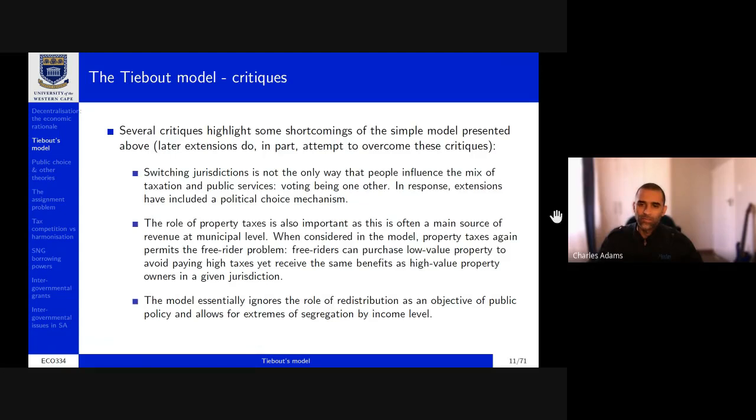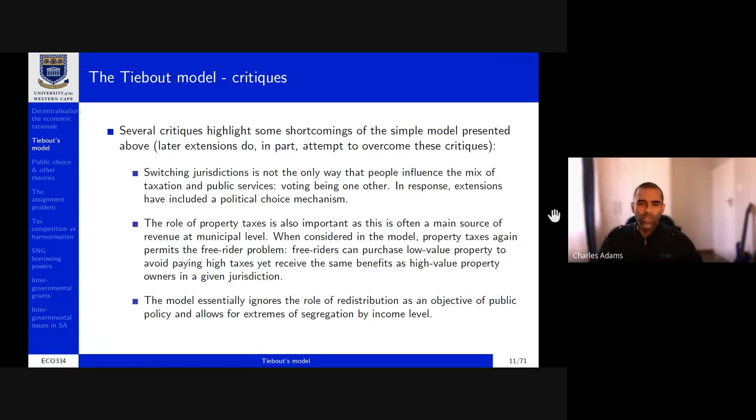Initially, this idea wasn't present in the model, right? This idea that if there is value to be gained from living in a particular jurisdiction, that value must reflect in some way, right? And it must reflect particularly in property prices, which in fact is what we do observe empirically, right?